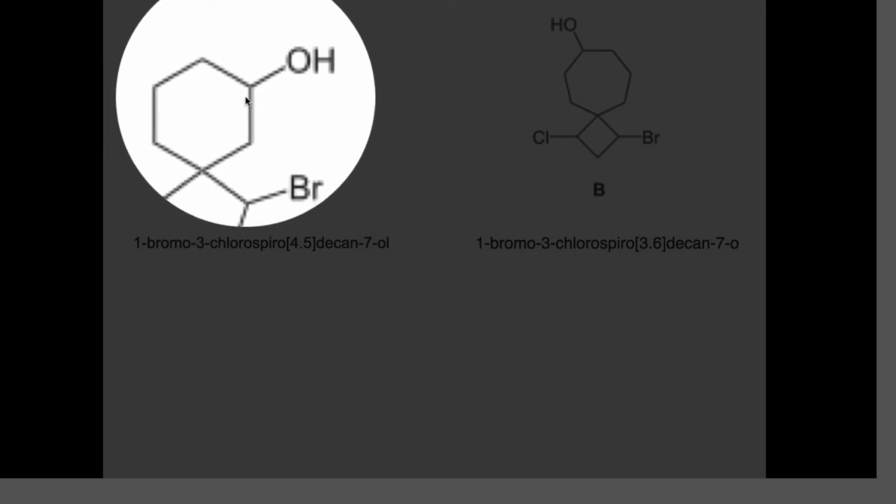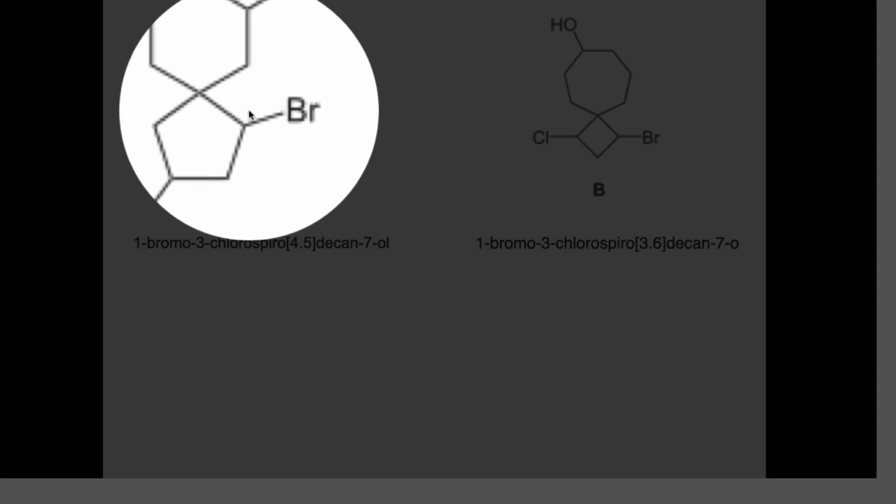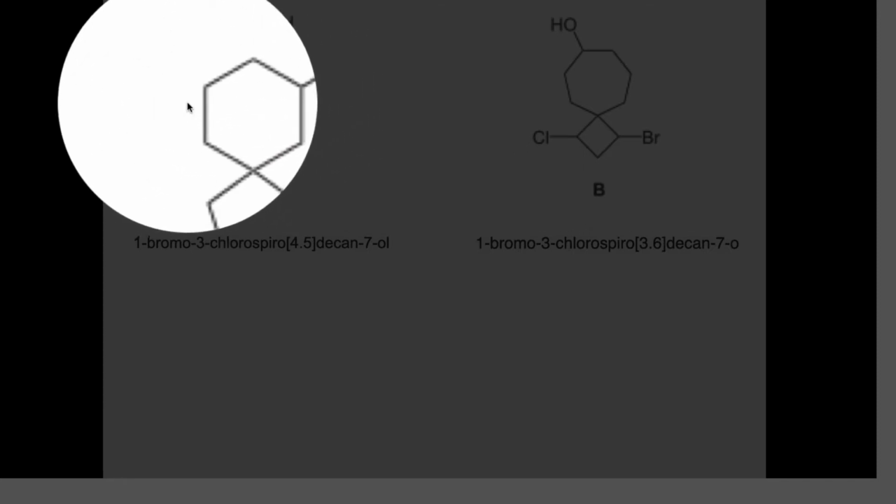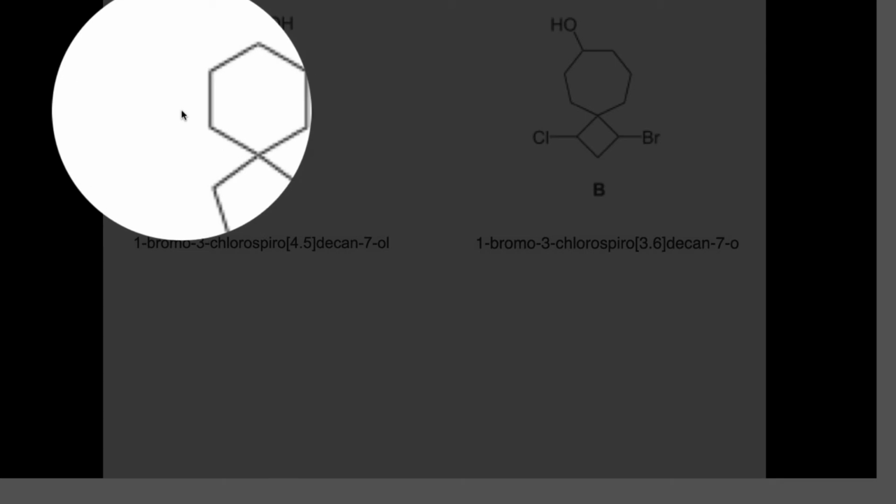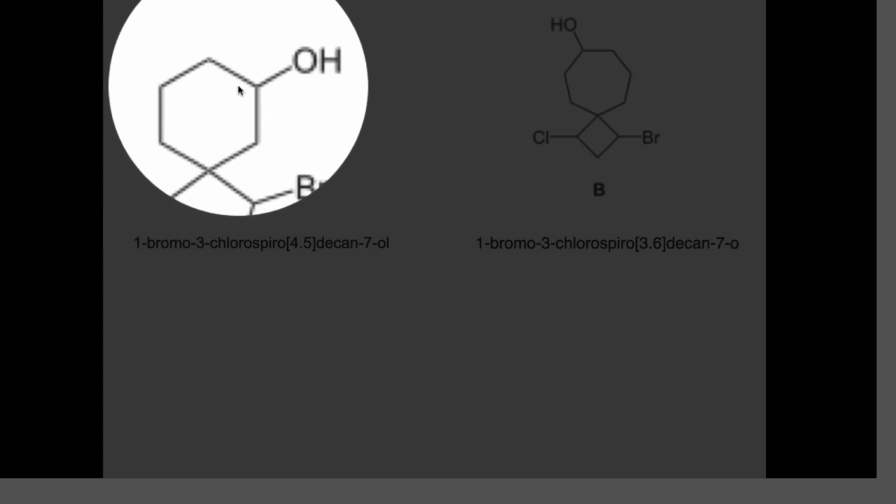The spiro has 2 bridges that are going to be a 4, 5 for the spiro. There's 10 carbons total, so it's a decane. It's got an alcohol on carbon number 7, so it's a 7-decanol. And you put all that together in a sentence, and we end up with this right here: 1-bromo, 3-chloro, spiro[4.5]decan-7-ol, or I prefer to put it like 7-decanol on that.